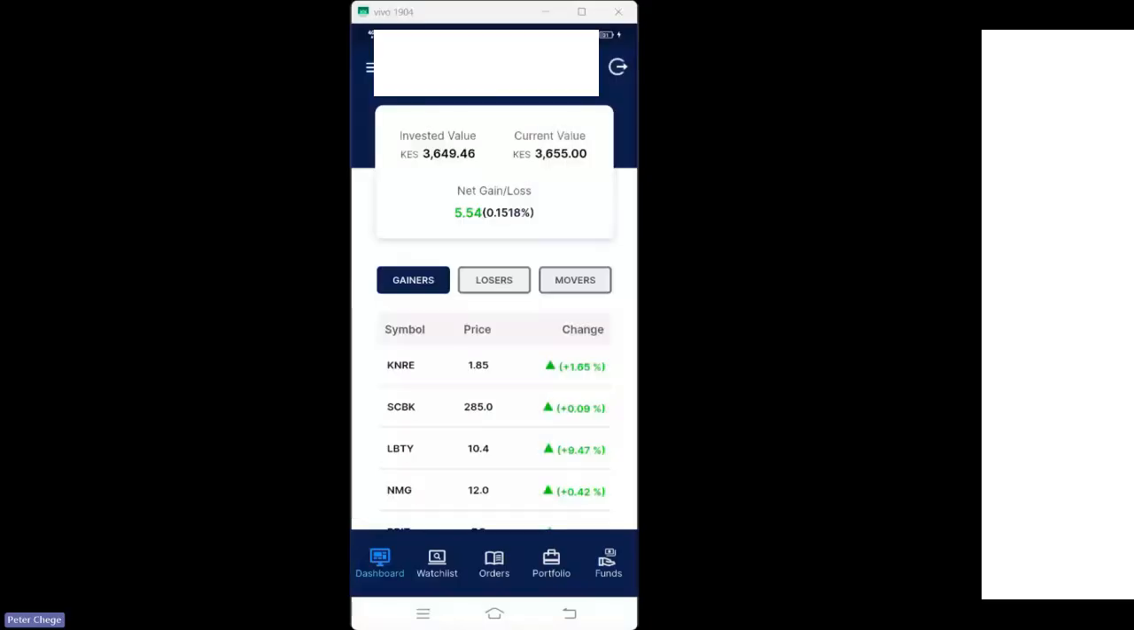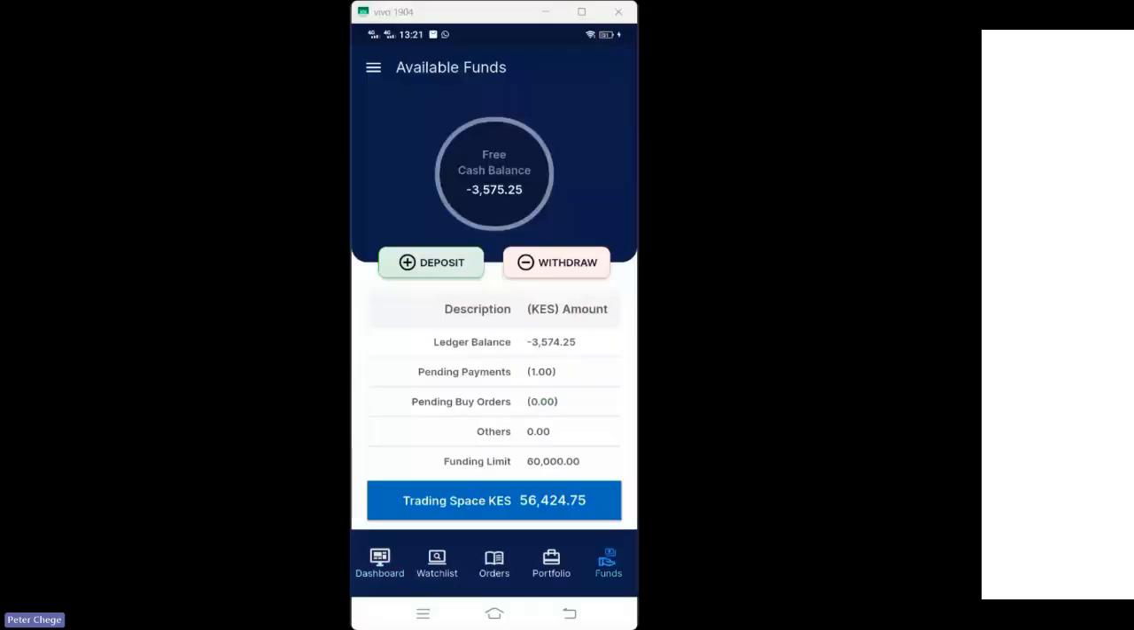Hope that is clear. That is on deposit and funds, and we are done with that screen. We'll come to withdraw when I go through selling shares and how you withdraw.